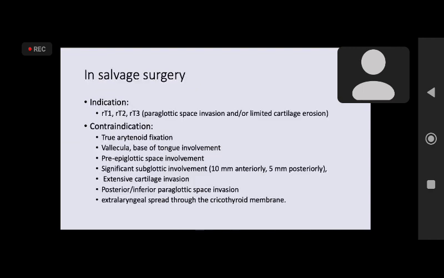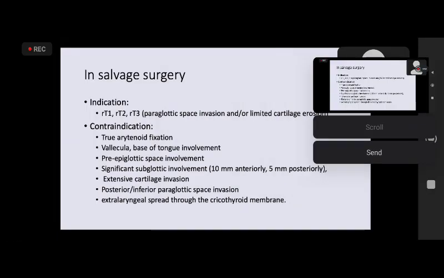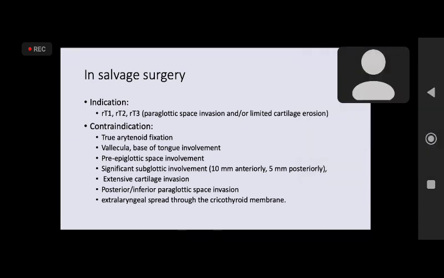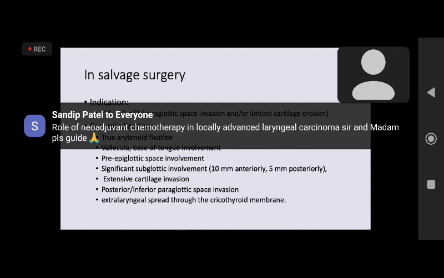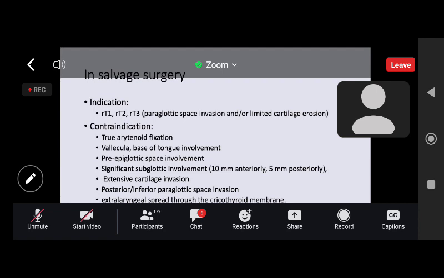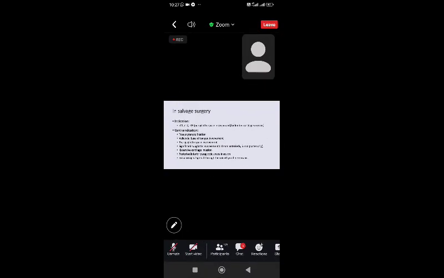In salvage surgery, the indications are recurrent cases, T1, T2, T3, and contraindications are if the arytenoid is fixed, if it is involving the valleculae, base of tongue, pre-epiglottic space, or significant subglottic involvement, that is 10 millimeters anteriorly and 5 millimeters posteriorly, extensive tracheal invasion, posterior or inferior paraglottic space invasion, or extralaryngeal spread through the cricothyroid membrane.